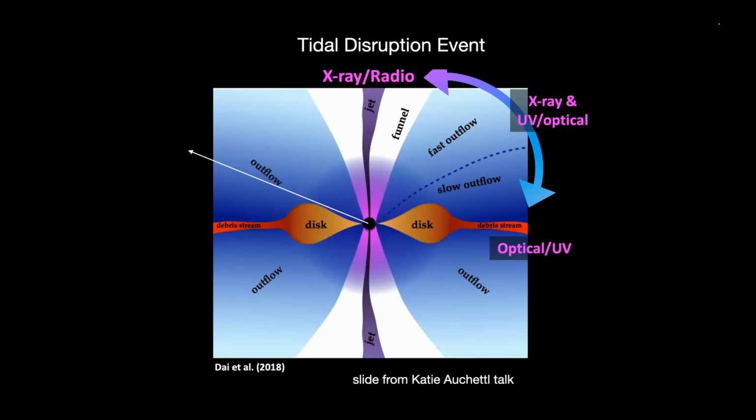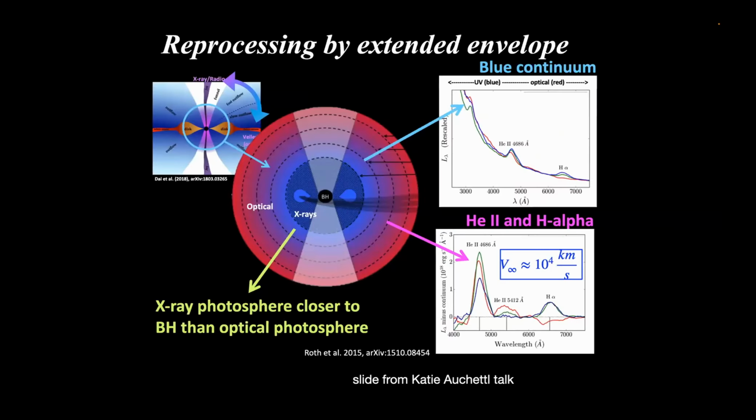So this was a slide from Katie's talk at the school about the idea. We already heard some about this, about the jet going out the poles, and then for these tidal disruption events, you have all this outflow, maybe a disk and so forth. And the key thing is that when you're looking through this dense outflow, you're basically seeing optical and UV light. And so there's a lot of reprocessing going on, at least in some of these cases.